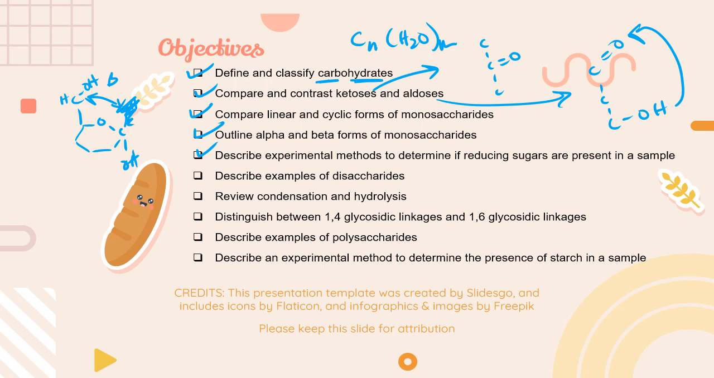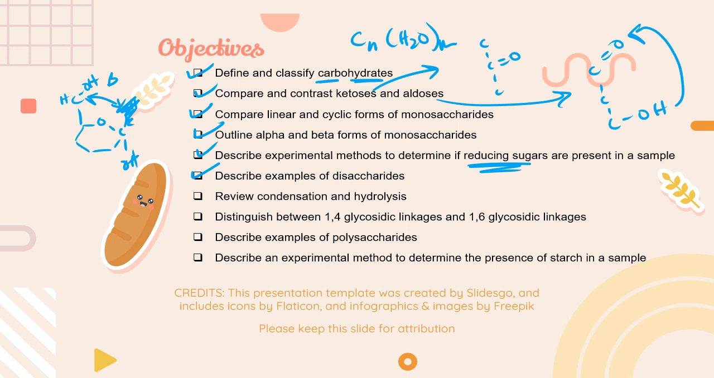We talked about ways to figure out if we have reducing sugars. Reducing sugars are those that are easily oxidized. They themselves are reducing agents. We have Fehling's, we have Benedict's. They turn from blue to that reddish color. And then we also have Tollens' where we have the silver go from colorless to that super pretty silvery mirror stuff. We described examples of disaccharides.